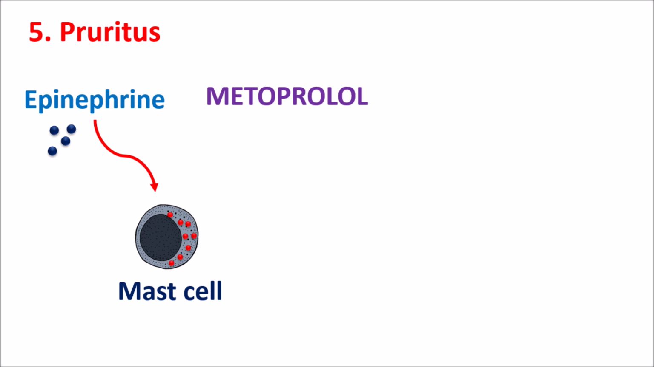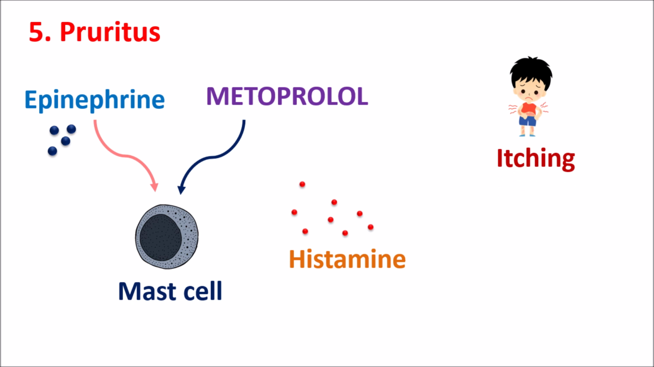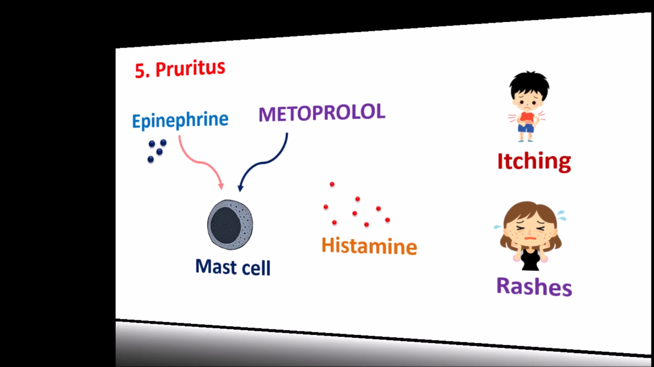Now, metoprolol is a beta blocker, so it can block the actions of epinephrine so that the degranulation of mast cells can be increased, resulting in the release of histamine. Now, histamine can produce various allergic responses, resulting in itching sensation and skin rashes. So, with long-term use of metoprolol, we can observe some pruritic conditions.